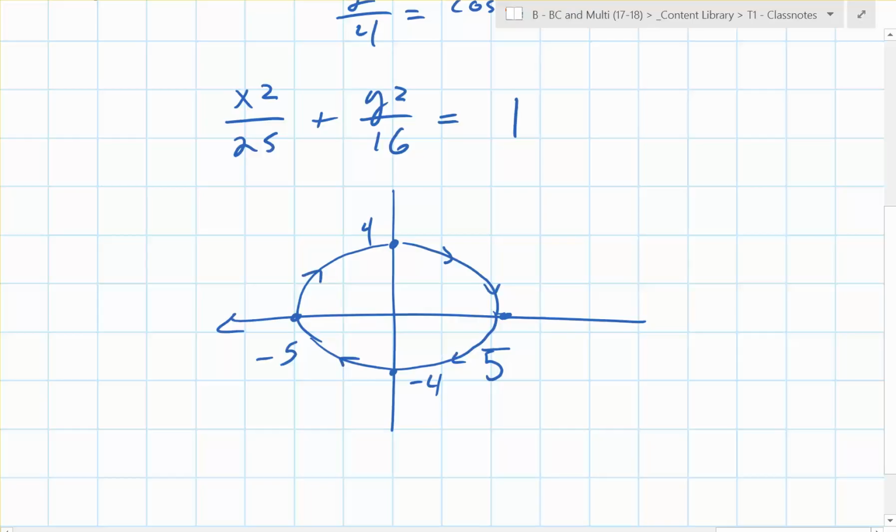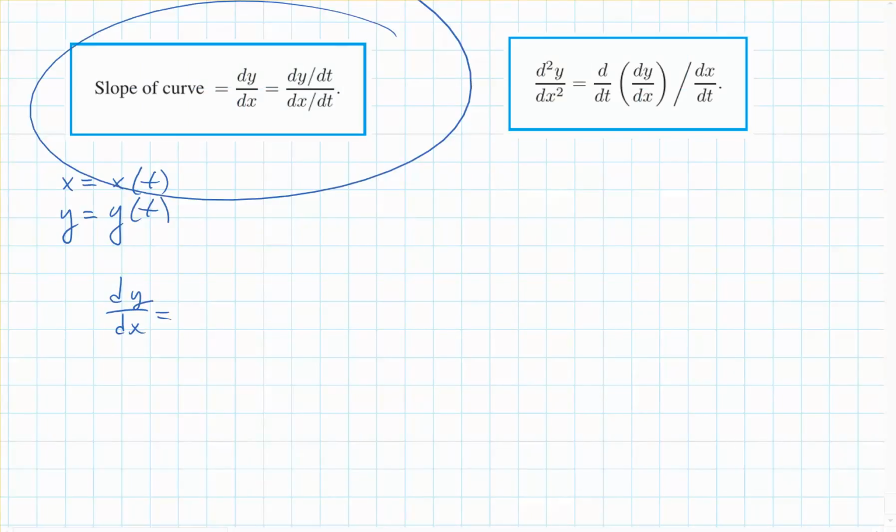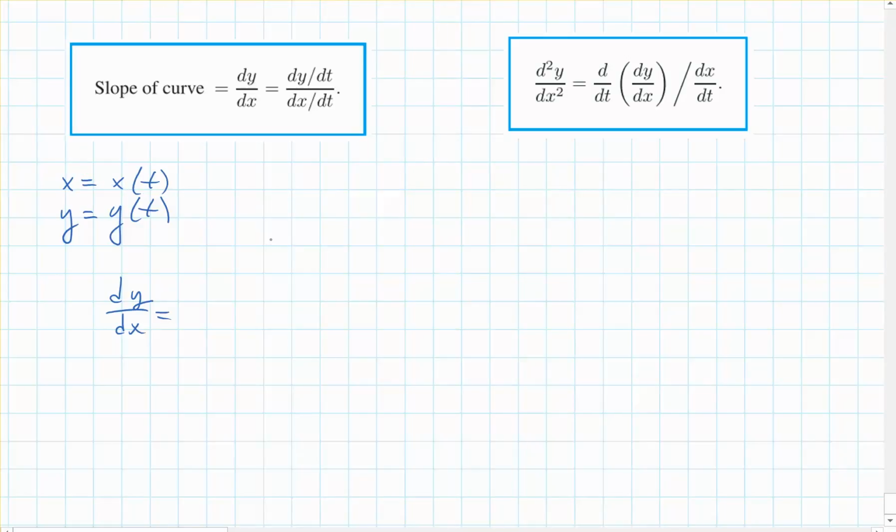Nice. B asks, on this, we did this yesterday. We've used that before. You know that dy/dx is equal to, you differentiate y with respect to t, and you differentiate x with respect to t. So this just means it's dy/dt over dx/dt.